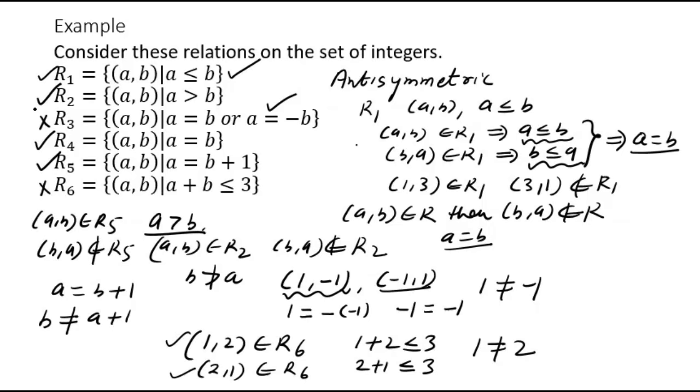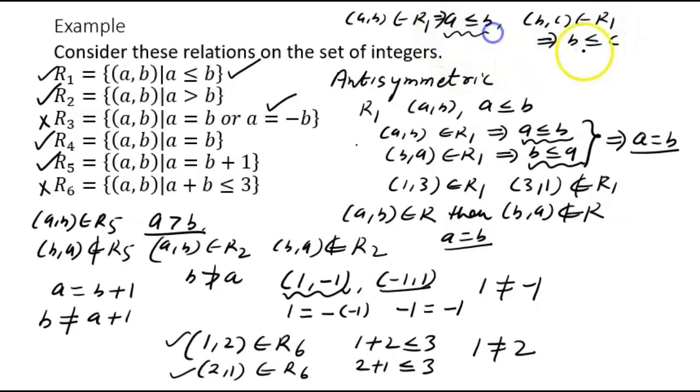Now I have to check about transitivity. So here R1 is transitive because if (A, B) belongs to R1, it means that A is less than or equal to B. And if (B, C) belongs to R1, this implies that B is less than or equal to C. So if I combine both of them, A is less than or equal to B and B is less than or equal to C, then clearly A is less than or equal to C. So R1 is transitive. Similarly, R2 is also transitive because if A is greater than B and B is greater than C, then this clearly implies that A is greater than C.